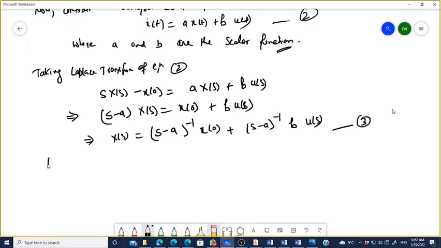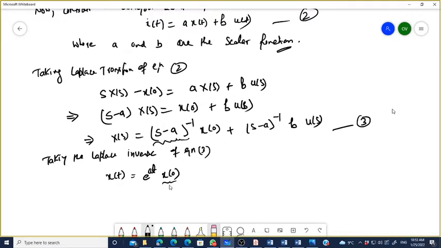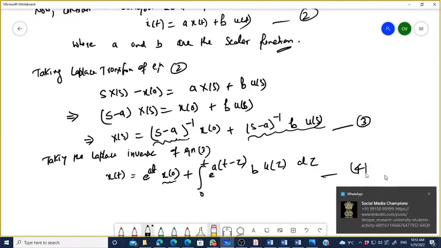Taking the Laplace inverse of equation number 3, what will it become? This becomes x(t), which is the solution we need. And what is this? It is e to the power at x0, where x0 is the initial condition. Plus what is this? This is a convolution, which we have already studied in signals and systems. So we can write it as the integral from 0 to t of e to the power a(t minus tau) b u(tau) d tau. So this is the convolution.